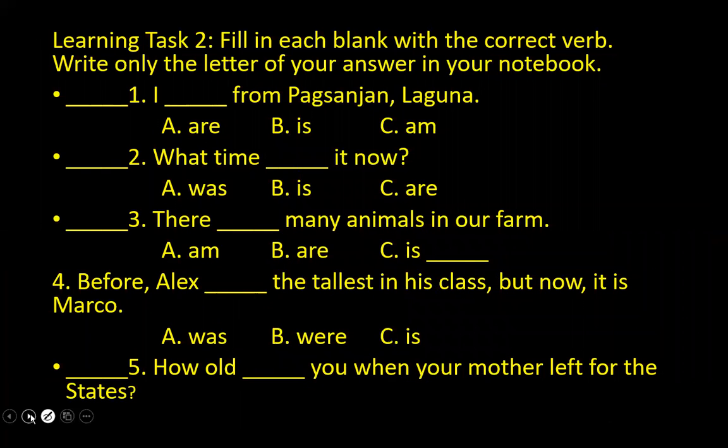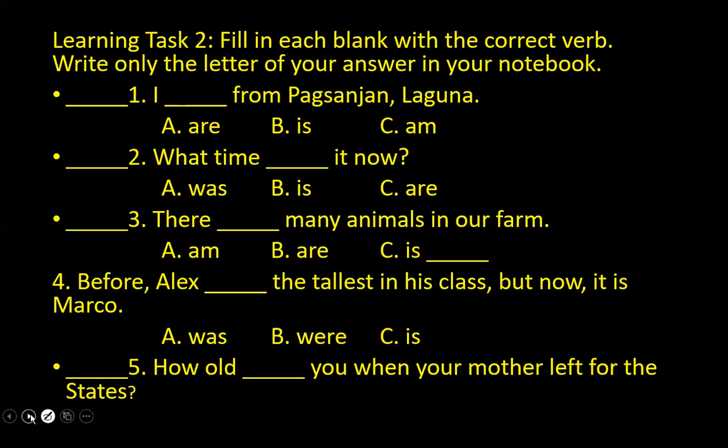Now learning task number 2, fill in the blank with the correct be verb. Write only the letter of your answer in your notebook. Number 1, I blank from Pangasinan, Pagsanhan, Laguna. Those are the choices: am, is, and are. Number 2, what blank is it now? The choices are was, is, and are.